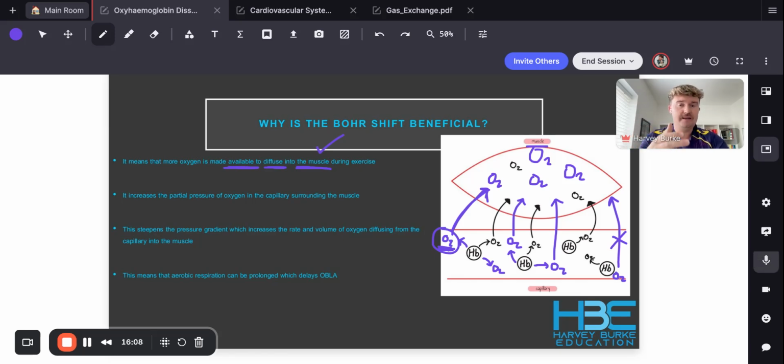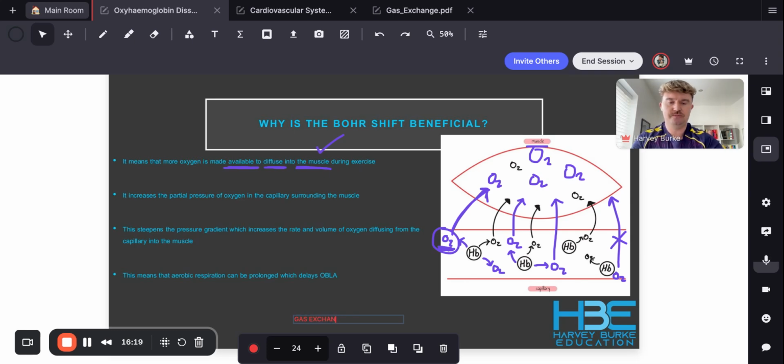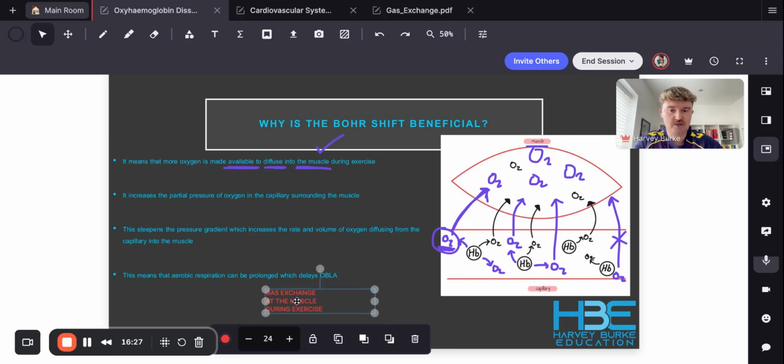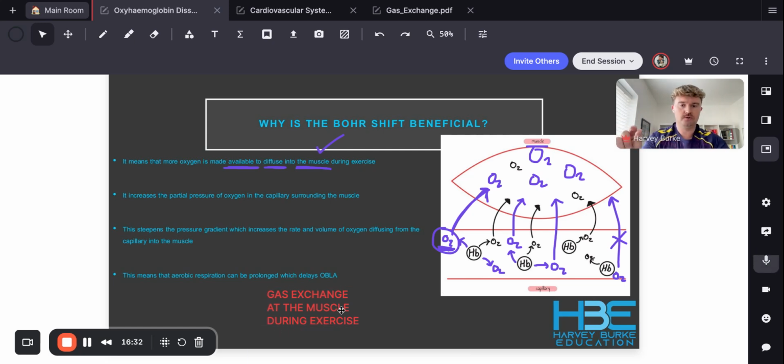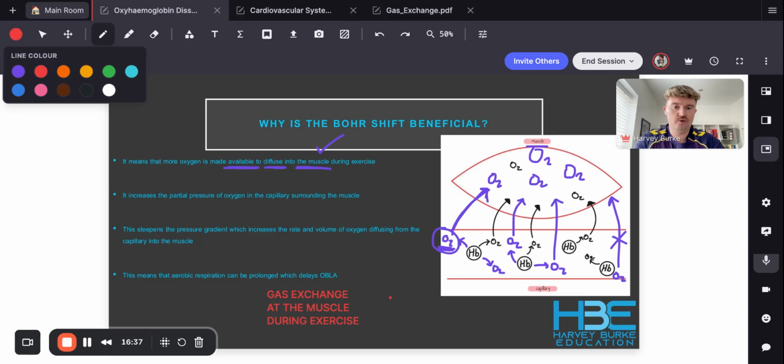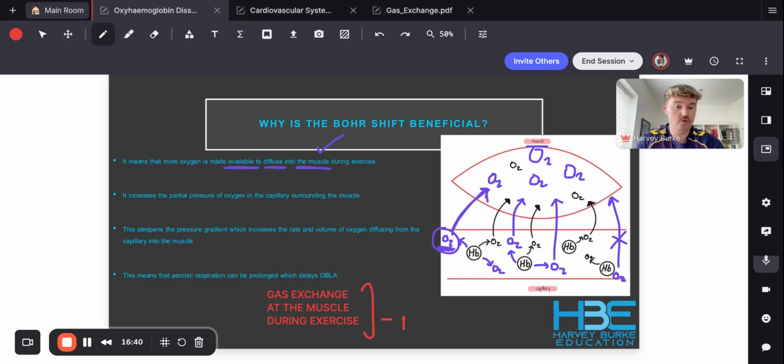Sometimes what they might just say is outline the process of gas exchange at the muscle during exercise. So if we write out the key terms there, if you get a question that is to do with gas exchange at the muscles, not the lungs, during exercise, that is your hint to talk about the Bohr shift in your answer. It's not going to be your whole answer, but there is definitely going to be credit in the mark scheme for you mentioning the Bohr shift.